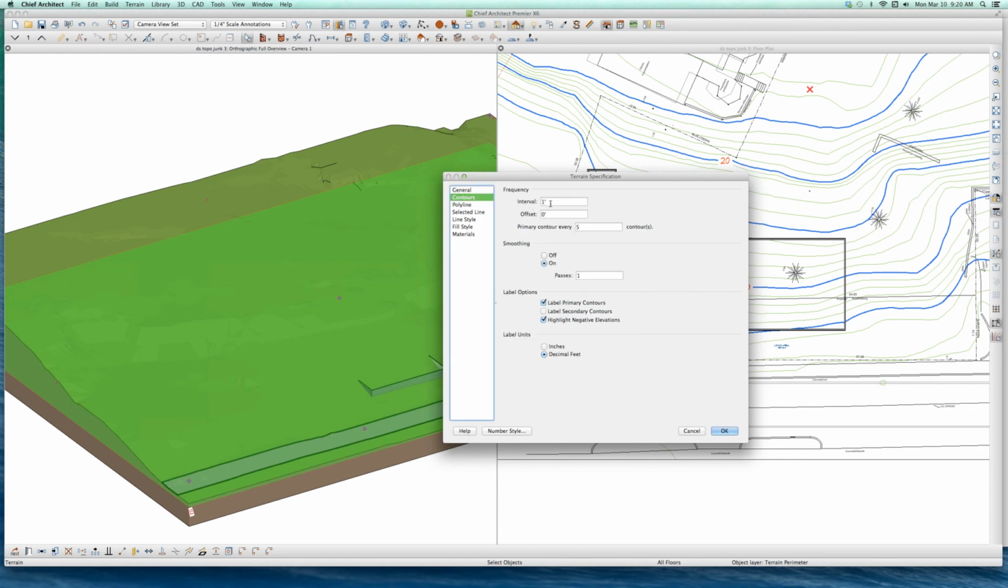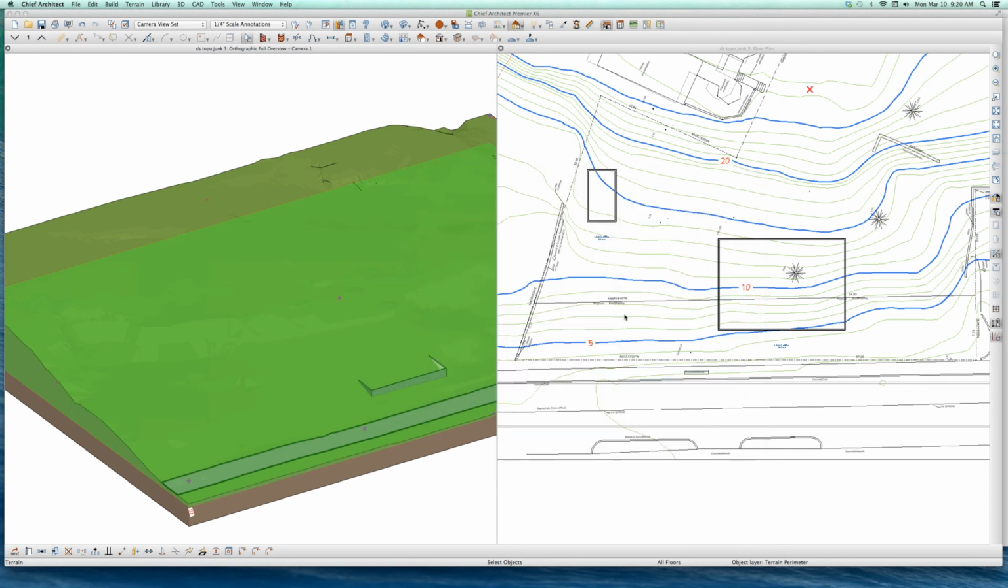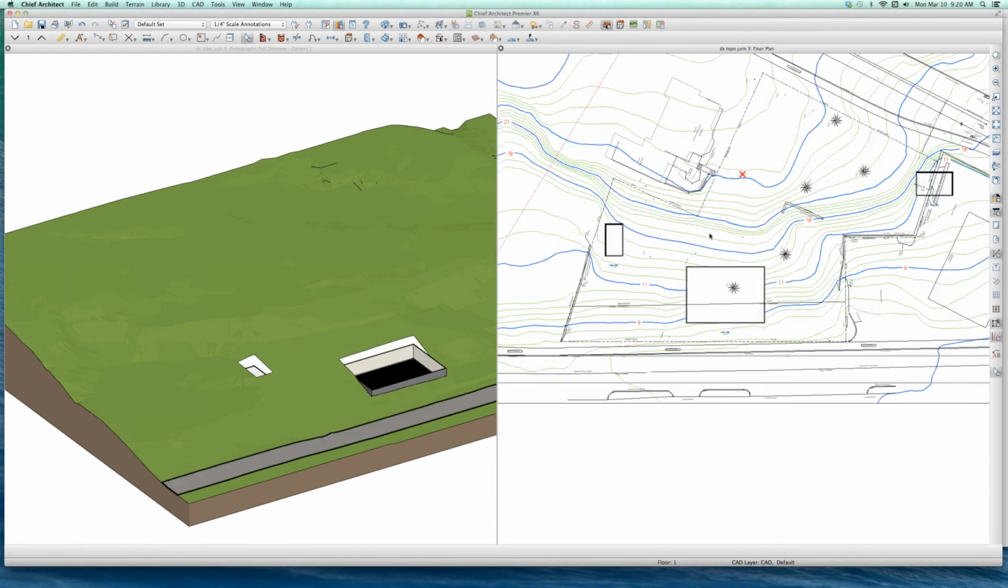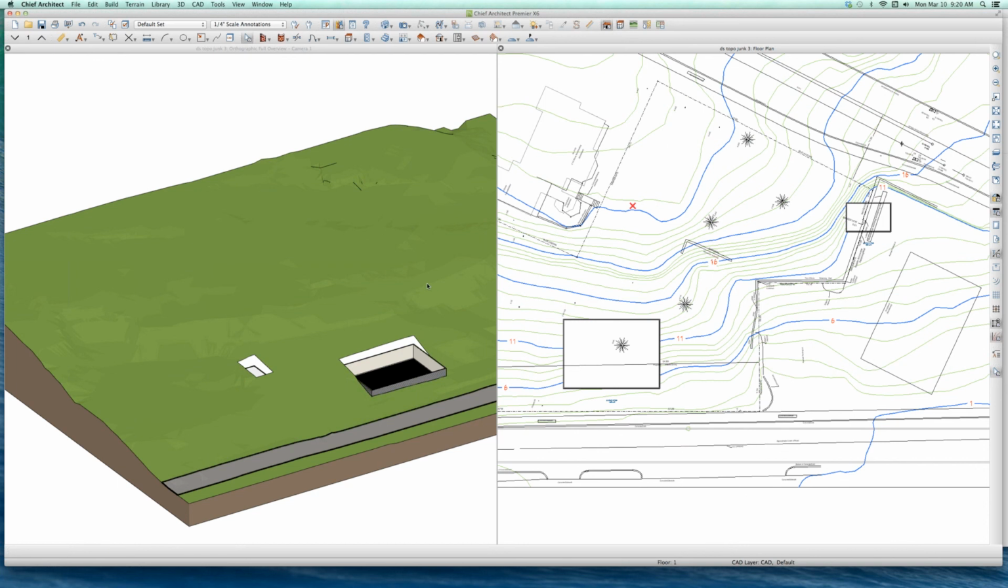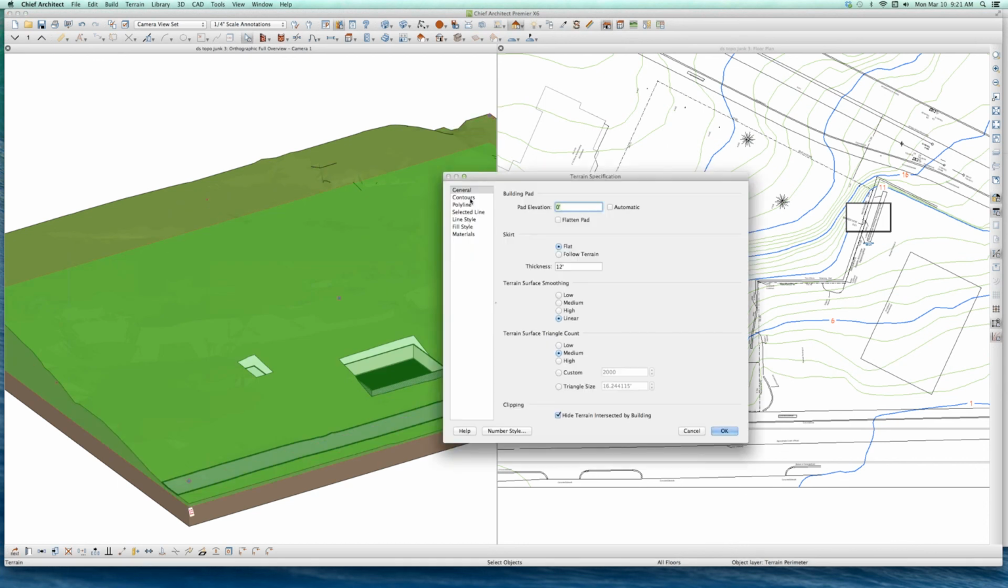Contours. We talked about contours, right? Interval 1 foot. Every 1 foot I have a contour. Offset is let's go 1 foot. Let's see what that affects. I don't know what it affected. I thought it affected the number placement on the contour line.